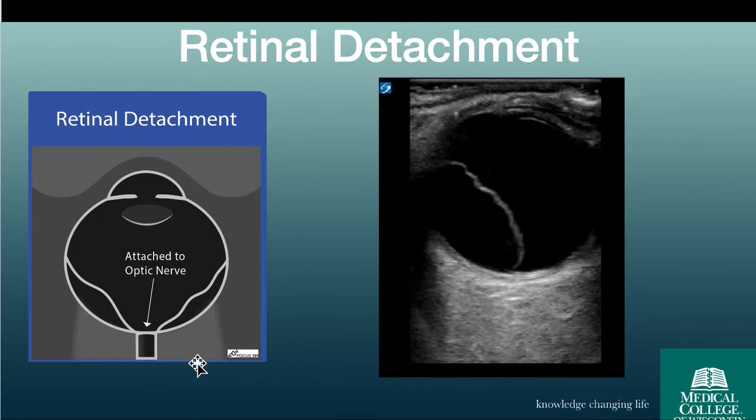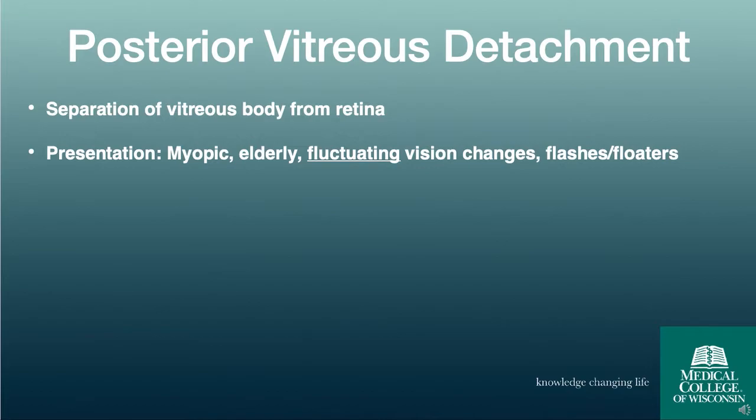Shout out to POCUS 101. They've got great information on their website if you want to read a little bit more. What you're looking for here in a retinal detachment is this attached optic nerve with this membrane separating off here. It's the attachment here that separates it from a posterior vitreous detachment, and the membrane itself will also be thicker typically. So a posterior vitreous detachment, that's a separation of the vitreous body from the retina.